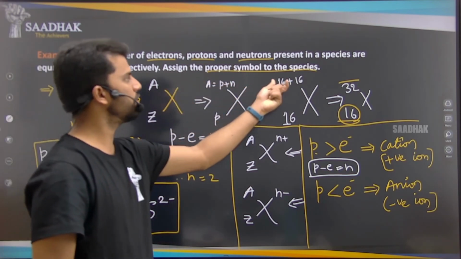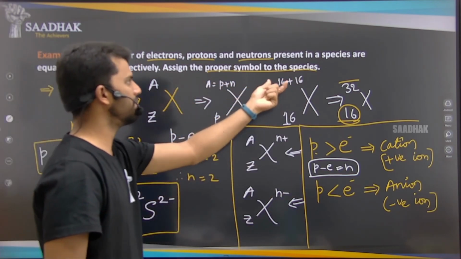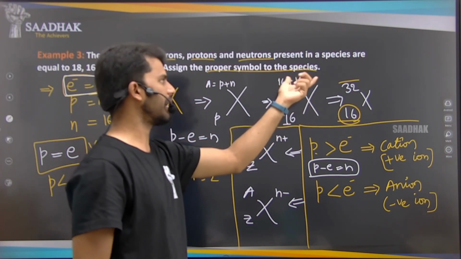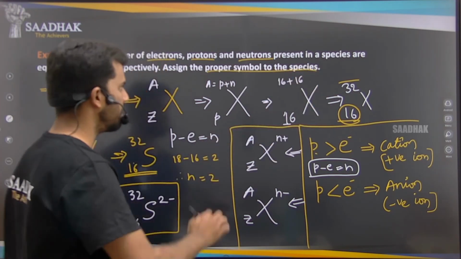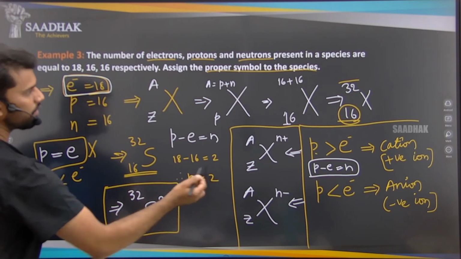Proper symbol to the species. That's why he didn't mention an atom or an anion or a cation or any ion. He mentioned a species. So remember this, it is important.